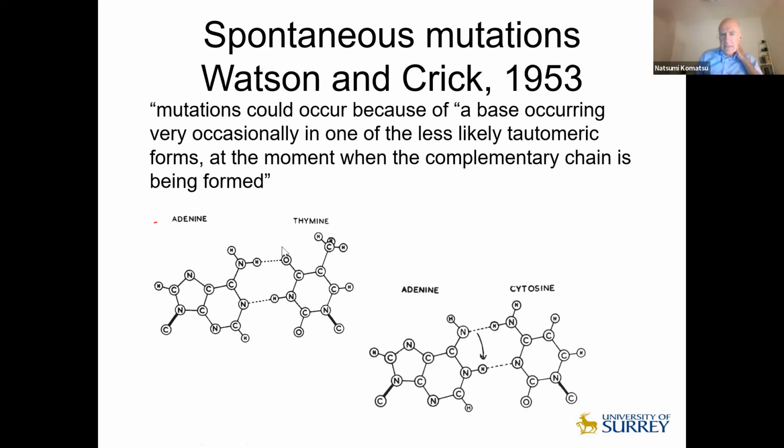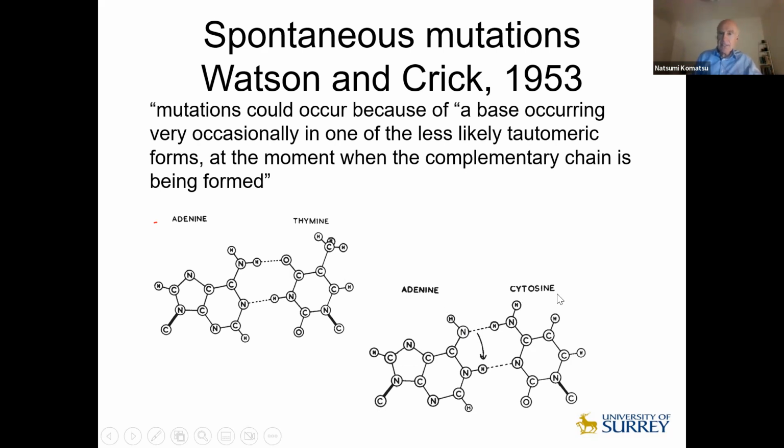And this is a base pair between adenine and thymine, and that's a correct base pair. That's a base pair that isn't a mutation. Every adenine should have a thymine opposite it and vice versa. But if one of the bases goes into a tautomeric form, and for example, you can see here one of the protons attached to this nitrogen moves over to here, then adenine can pair with cytosine.